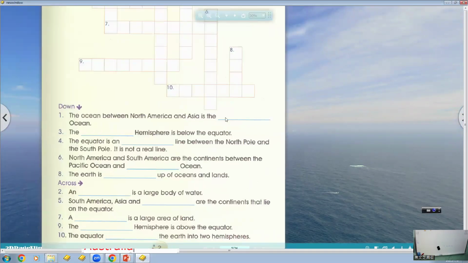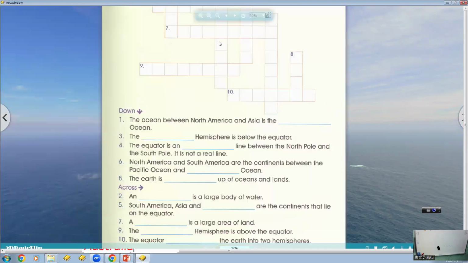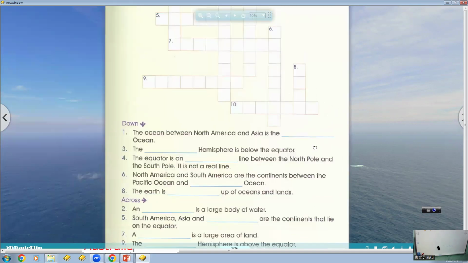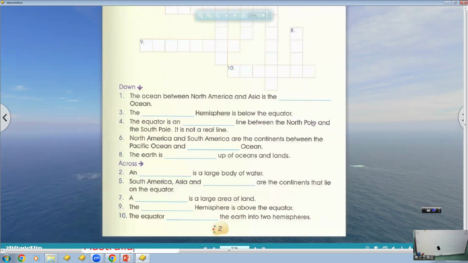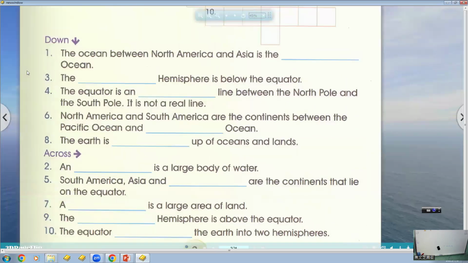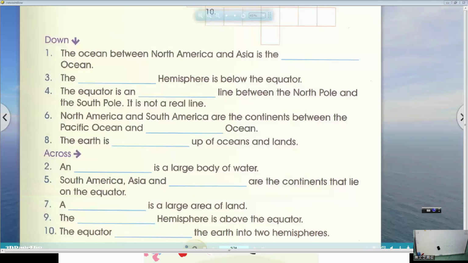Okay, so we will answer it here and you will just plot your answer in the crossword puzzle. Okay? So you will look on page 1. Who wants to read and answer? Number 1. Arctic. The ocean between North America and Asia is the Atlantic.